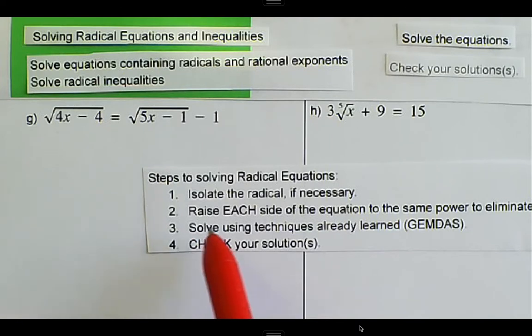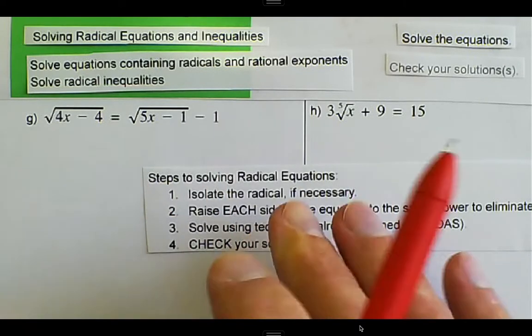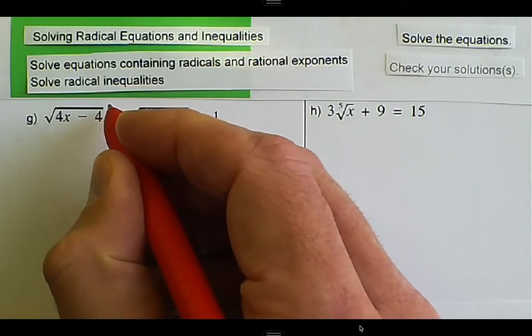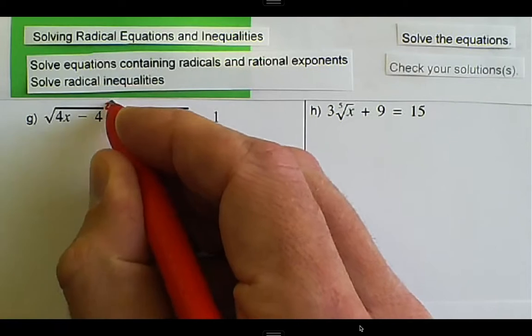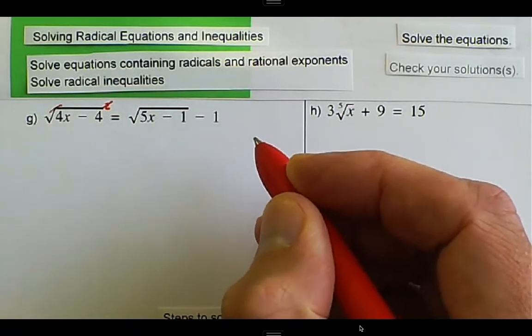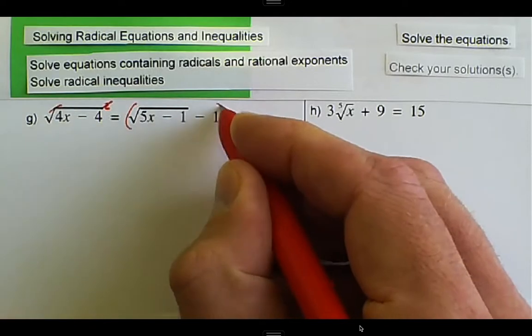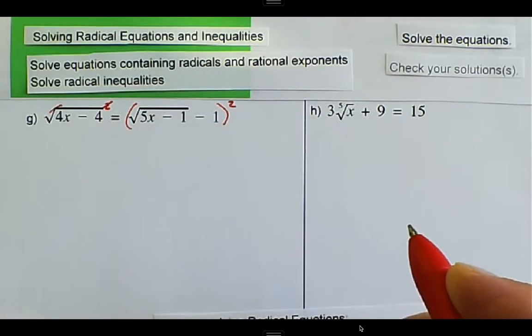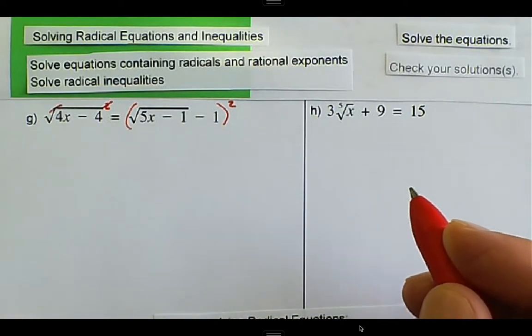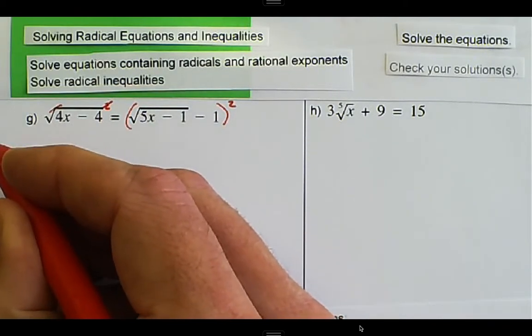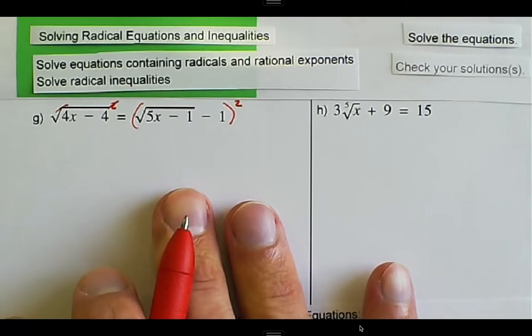It says raise each side of the equation to the same power in order to eliminate the radical. In this case, we have a square root that we want to get rid of. So we have to square this side to get rid of the radical. On this side, it's not isolated, so we need to square the whole thing. On the left side, we're going to need some extra room.